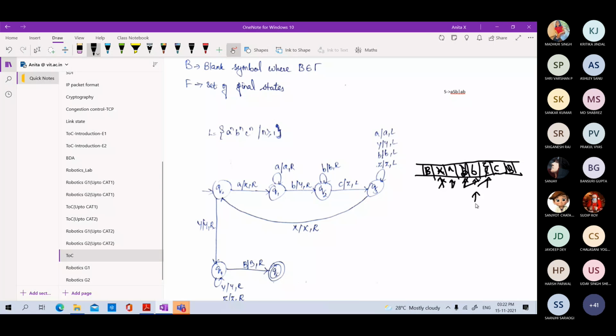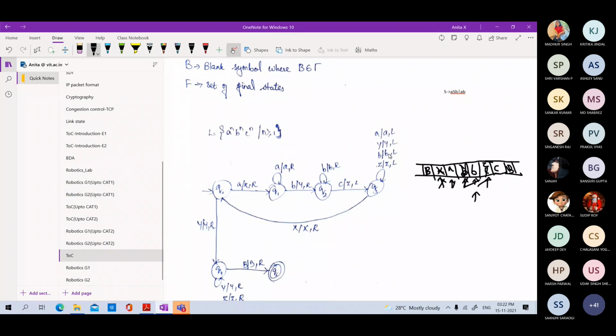So what should I do? I have to move my tape head till I reach this position. Okay, how can I identify this position? Only if I reach this position, I can move on to this particular position, right? So I have to move my tape head till I reach X. That is what we are doing here.